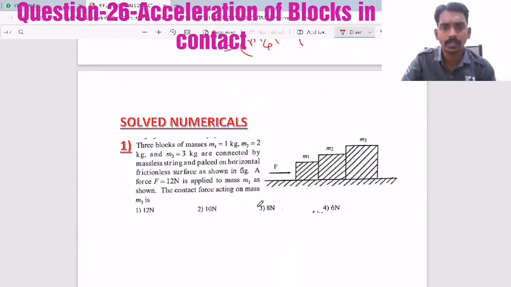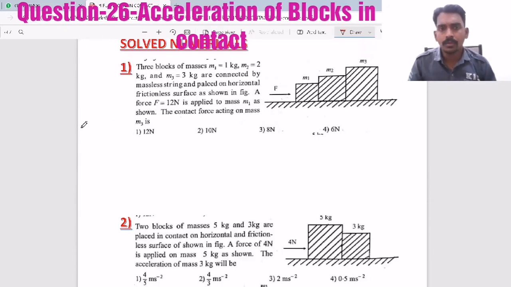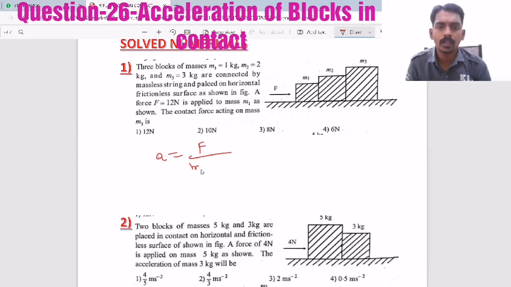Now let's see a few examples based on these things. First: three blocks of masses m1, m2 and m3 are connected by a massless string and placed on a horizontal frictionless surface as shown in the figure. A force F equal to 12 Newton is applied to mass m1. Find the contact force acting on mass m3. First, the acceleration: total force by total mass m1 plus m2 plus m3, that is 12 by 1 plus 2 plus 3, so 12 by 6 is 2 meter per second square.